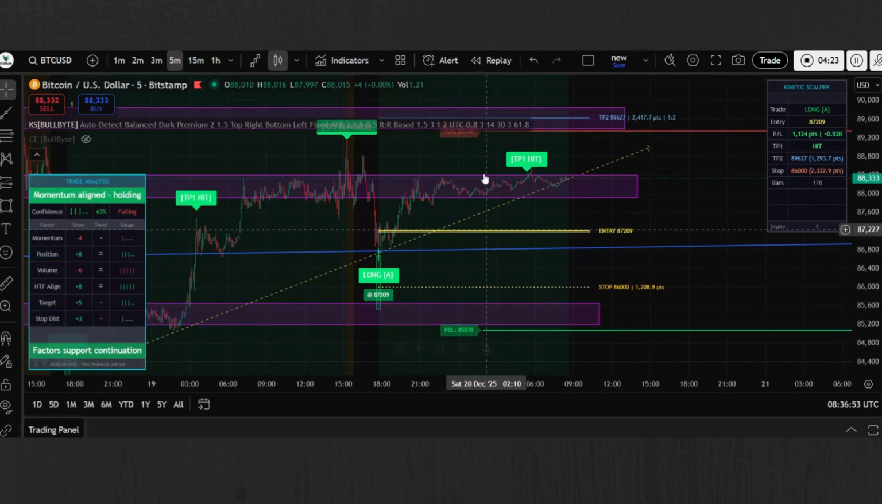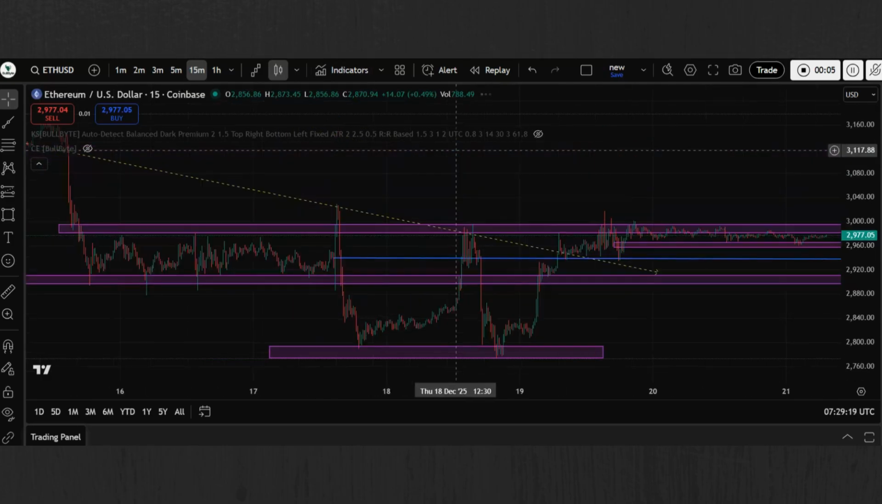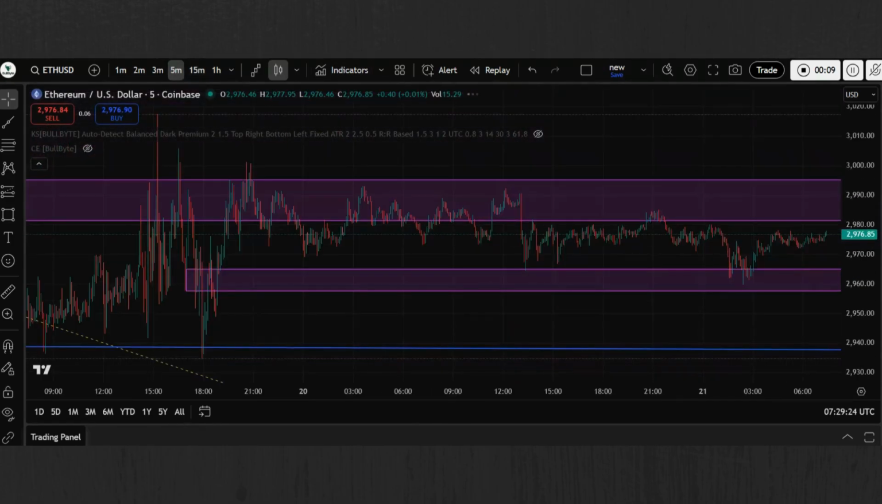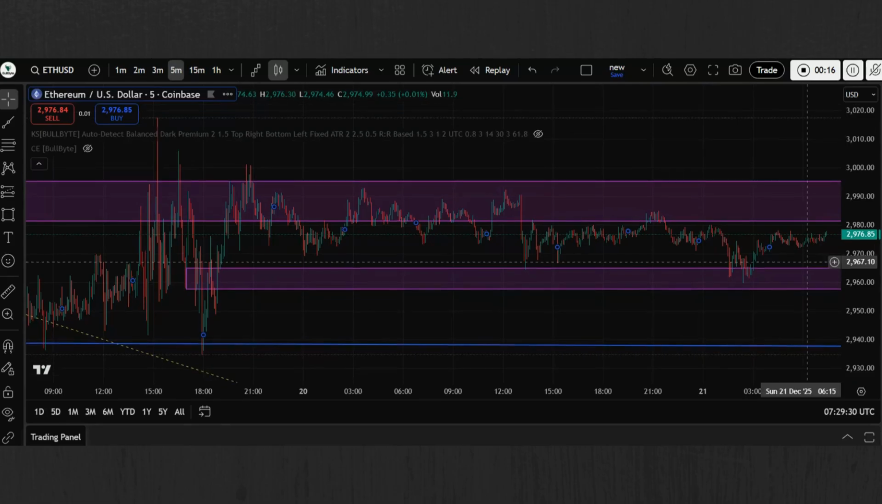They open their platform, see a signal, and hit buy. Then they wonder why they keep losing. You wouldn't drive a car without looking at the road, right? So why would you trade without looking at the map? The Kinetic Scalper and Confluence Engine are powerful tools. I stand by them 100%. But they're not magic. They're meant to confirm what you already see in the price action.